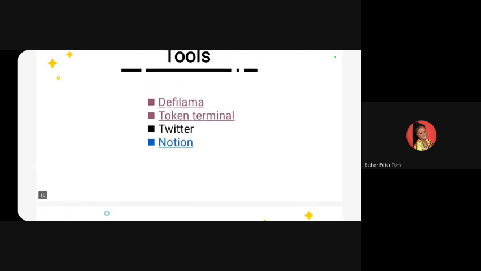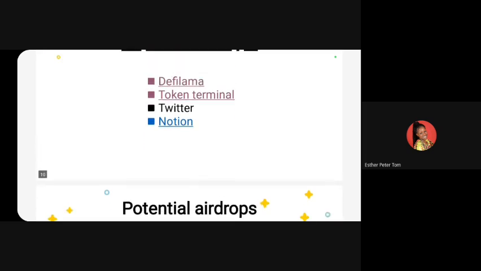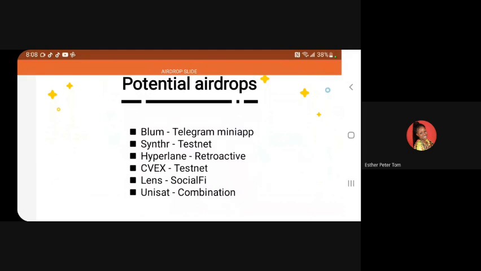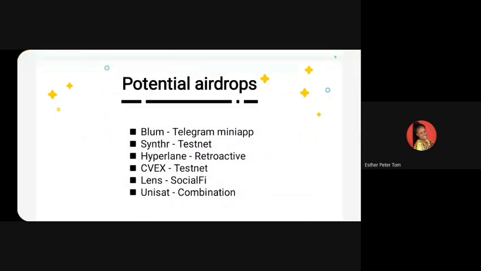So these are tools you can use. Twitter. So this Notion is like a spreadsheet that you can use to track your progress, track your airdrop. All right. So here I mentioned some potential airdrops. Currently, the different kinds of airdrops I listed, I recommended a few under the different categories that you can farm.